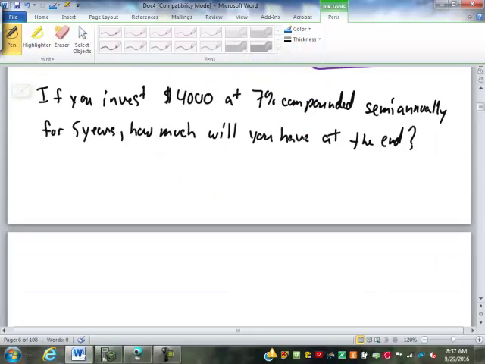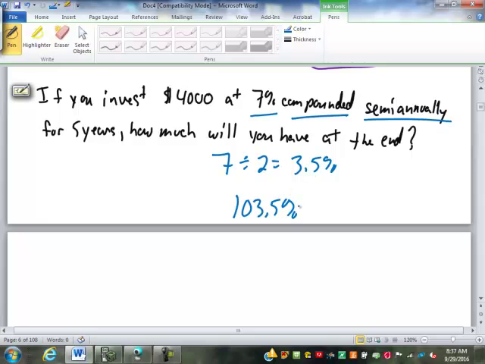For the second one, it's a little more difficult. 7% compounded semi-annually means how many times a year? Twice. So we're not going to use 7%. It's going to be 7 divided by 2, or 3.5% every 6 months. So that means it's 103.5% at the end of each period, at each half year, or every 6 months. So it's going to be 1.035.